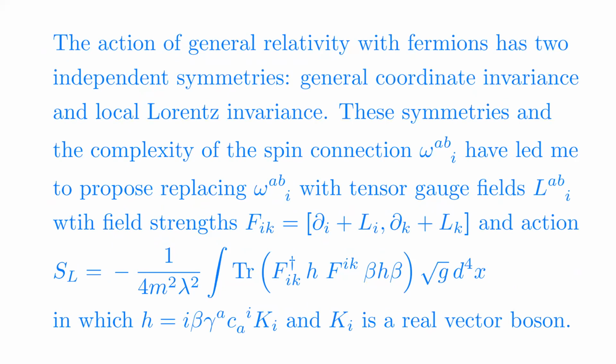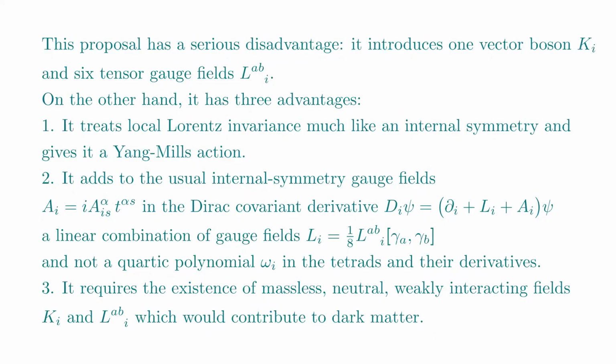So I proposed replacing the spin connection with gauge fields. Whether that works or not, I don't know. It has various advantages and disadvantages. The disadvantages are that it introduces a new vector boson and 6 gauge fields. On the other hand, it treats local Lorentz invariance in the way local internal symmetries are treated. It makes the Dirac covariant derivative look nicer. And it also requires massless, neutral, weakly interacting fields that would contribute to dark matter.